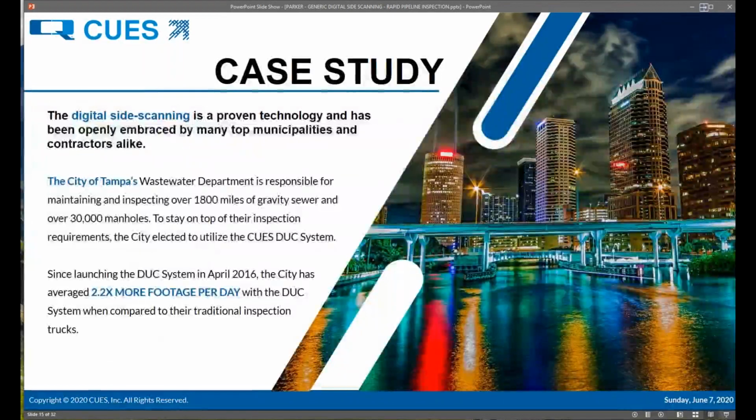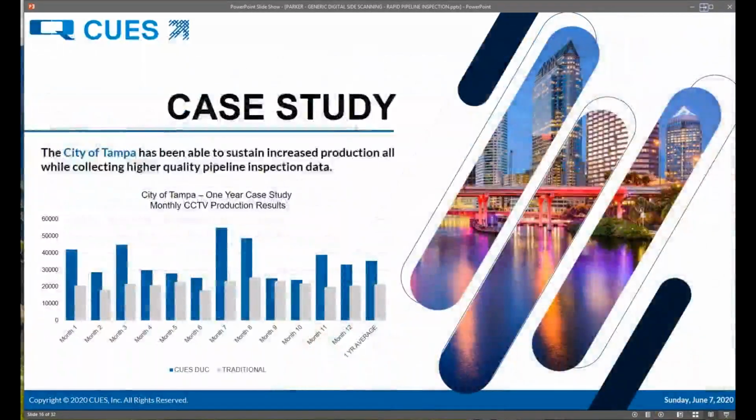So we're going to briefly touch on a case study. In this case, it was the City of Tampa, their wastewater department. They are maintaining and inspecting over 1,800 miles of gravity sewer. And to stay on top of their inspection requirements, the city elected to utilize the Q's duct system, which is a digital side scanning system. This was back in 2016, and the city has been able to average a 2.2x increase in footage per day with that system they purchased compared to their traditional inspection trucks. So for them, they've seen a drastic increase in production.